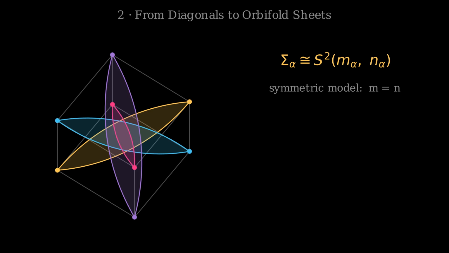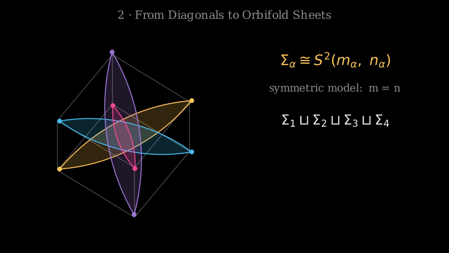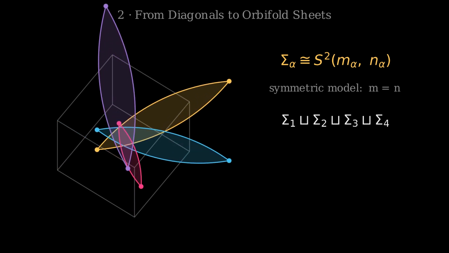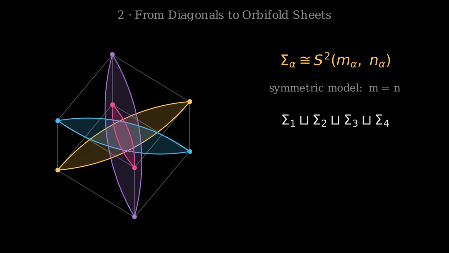For the basic symmetric model, one may take the 2 cone orders to agree, although the general construction does not require this. The disjoint collection of sheets is the disjoint union of the 4 sheets sigma alpha. But the 4 sheets are not supposed to remain disjoint. They must be sewn together.